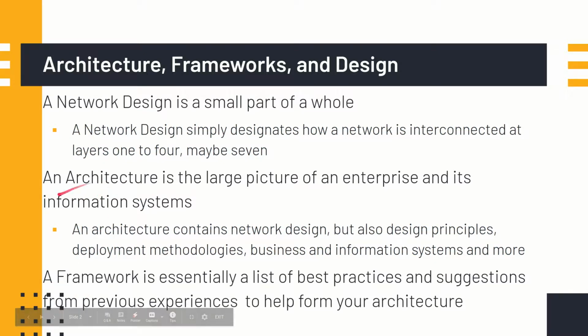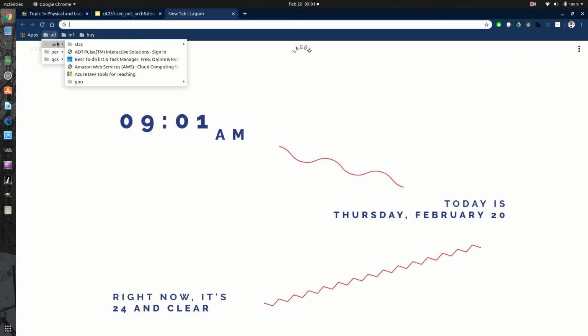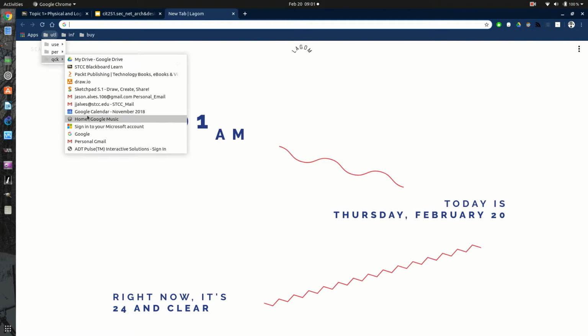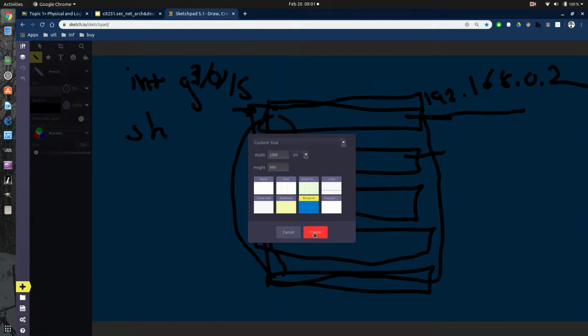So that being said, if that's an architecture, what's a framework? Well, a framework essentially is a list of best practices. A good way to look at a framework is the term it's based off of. If we have a framework for a house, for example, if we sit there and say, here's my switch stack drawing, which is awful. Here we go. New. Great.